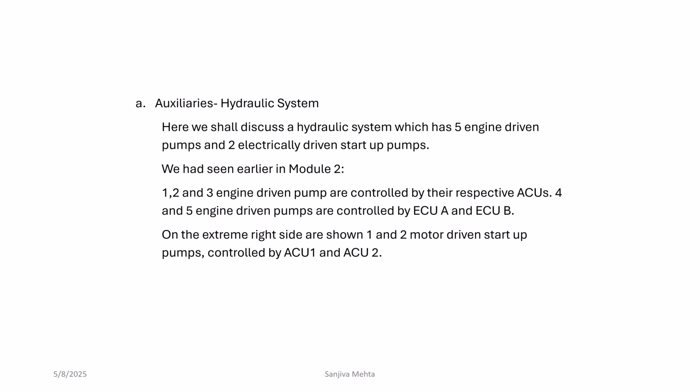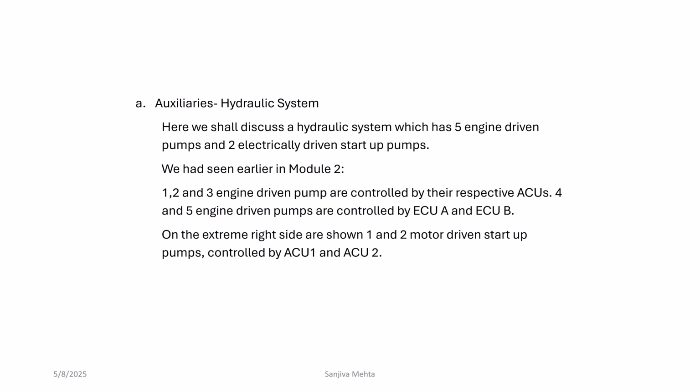Because some pumps, as we had discussed in an earlier module, are controlled not by ACU but by ECU, the engine control unit. That's why I'm taking an example of 5 engine driven pumps. We saw earlier in module 2 that engine driven pumps 1, 2, and 3 are controlled by their respective ACUs. Pumps 4 and 5 are controlled by ECU A and ECU B, and are always running at maximum capacity, whether the engine is running in ahead direction or in astern direction.